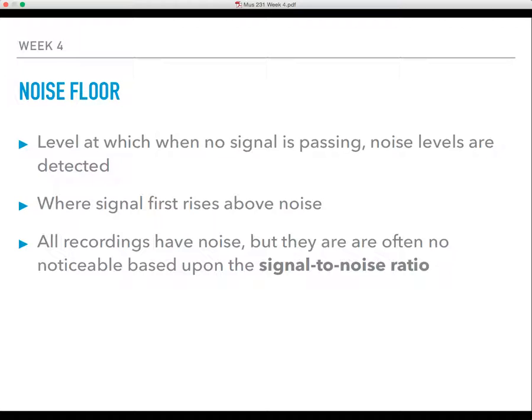Now notice, it's also listed as where the signal first rises above the noise, but in a dB rating. All recordings have noise, but they are often not noticeable. It should be "not" instead of "no," based upon signal-to-noise ratio. We're going to talk about that in a second. But in reality, you don't necessarily hear noise, even though noise exists constantly. Your mind is designed to filter it out, and this is the weird part.